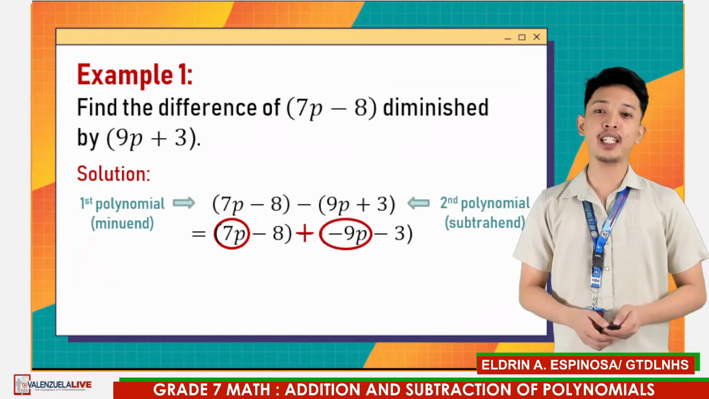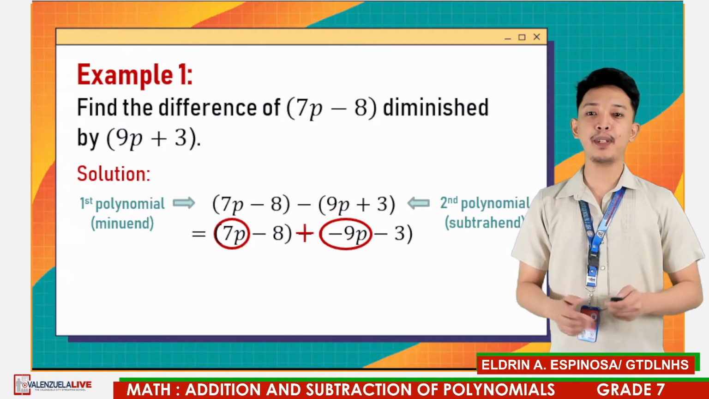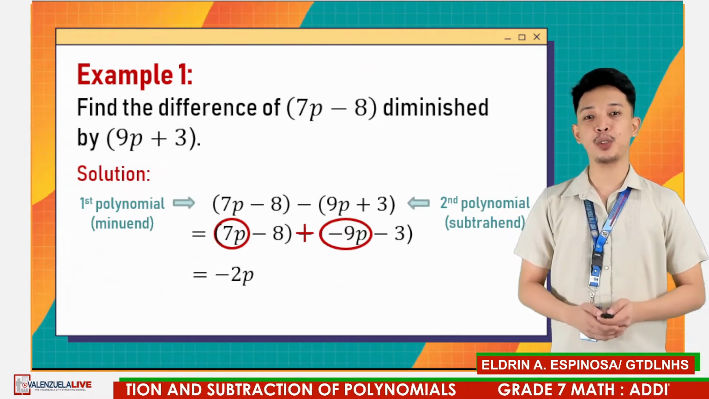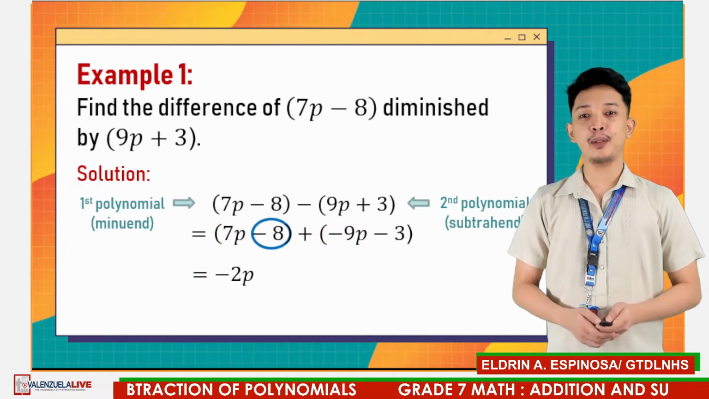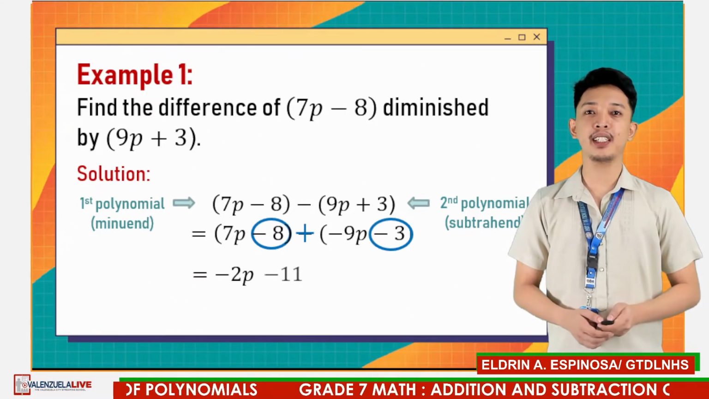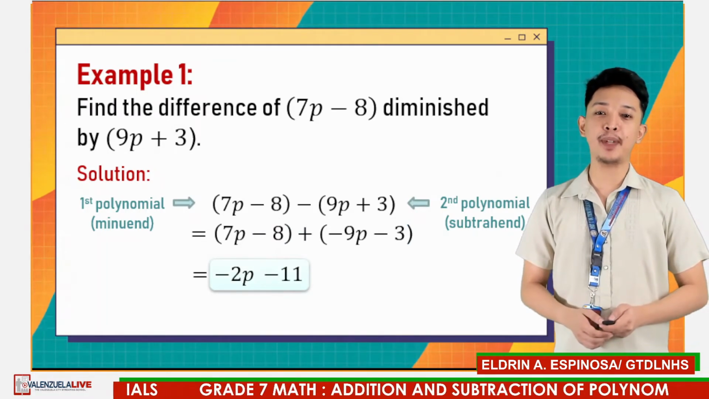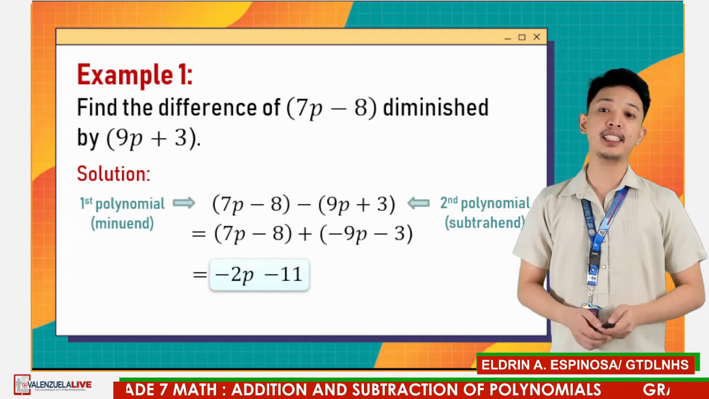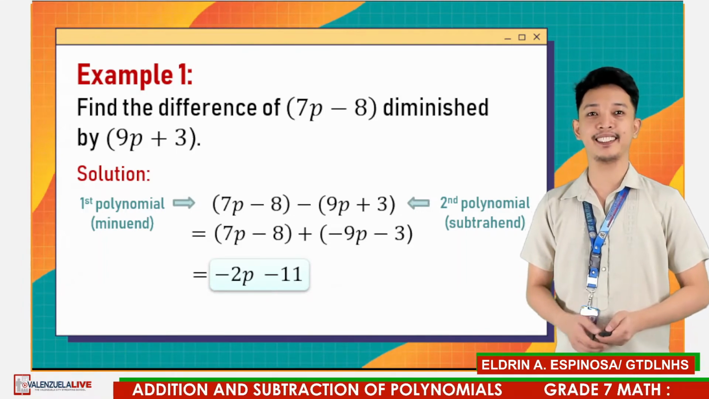Add the numerical coefficients. 7 plus negative 9 is negative 2. Then copy the literal coefficient, which is p. So we will have negative 2p. Next, negative 8 plus negative 3. So we will have negative 11. Therefore, the difference of the binomial 7p minus 8 diminished by the binomial 9p plus 3 is negative 2p minus 11.